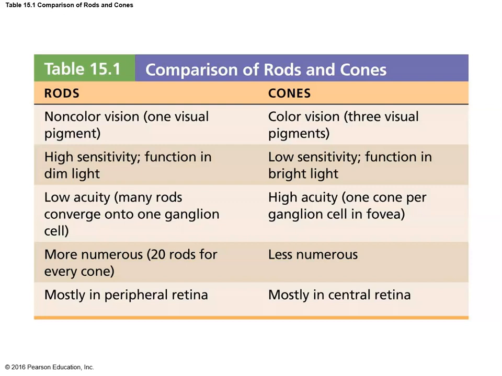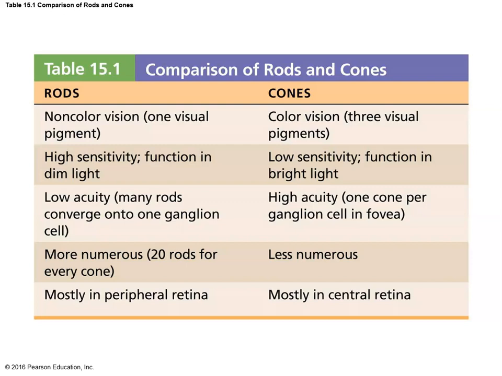Rods have low acuity, and what that means is that lots and lots of rods will merge together into one neuron to take that information on into the brain. Whereas cones have a high acuity, meaning one cone gets one cell to carry that message back in. So each individual cone gets a greater priority, if you will, because it has its own little wiring system to go with it.